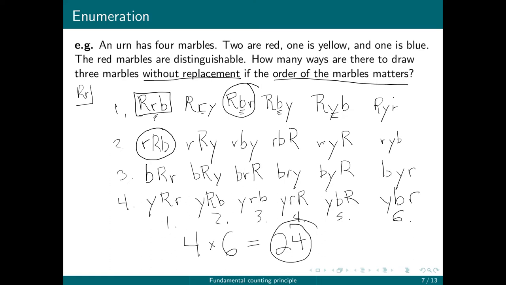So notice what I did there. I did the enumeration, but then I didn't actually end up counting them manually. I noticed that a pattern started to occur. I noticed I had four choices for the first marble, and then six choices for the ordering based on the first marble. And so that means there's four times six, or 24 options in total. That's going to come up again in just a minute here. We're gonna see this arise again. So stay tuned for that.